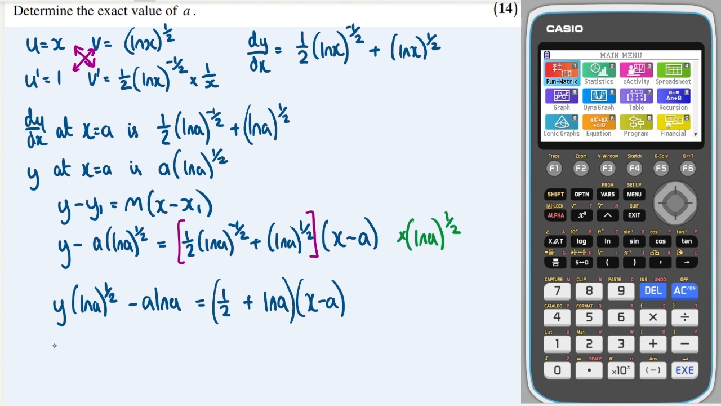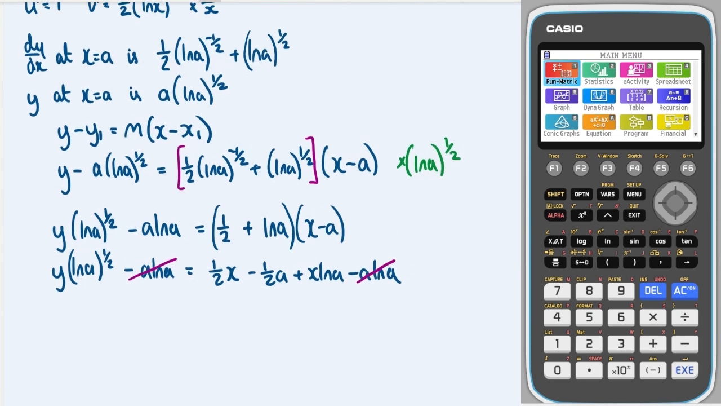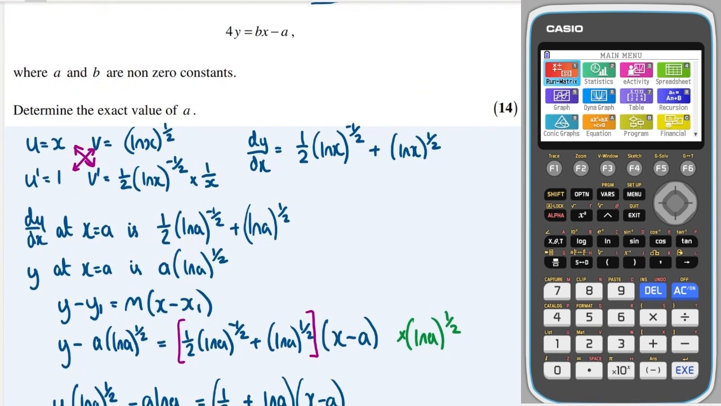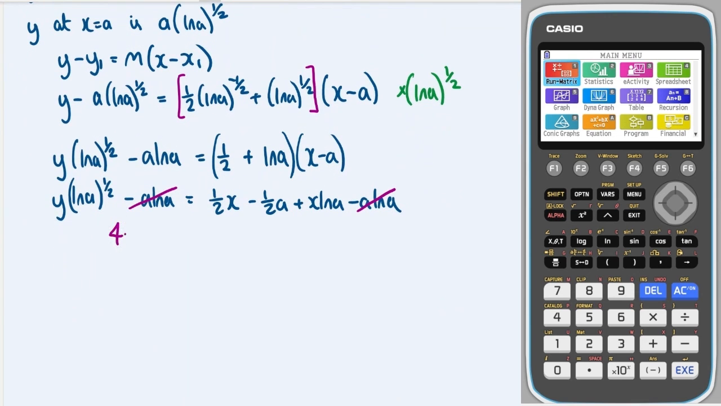And next we will multiply out these brackets. So this side will stay the same for now. And here we'll get a half x and minus a half a and plus x ln a and minus a ln a. We could do some cancelling. We can cancel these from both sides. And then we can go and look at the form that we want it in. So we've been asked to get it in 4y is equal to bx minus a single a.